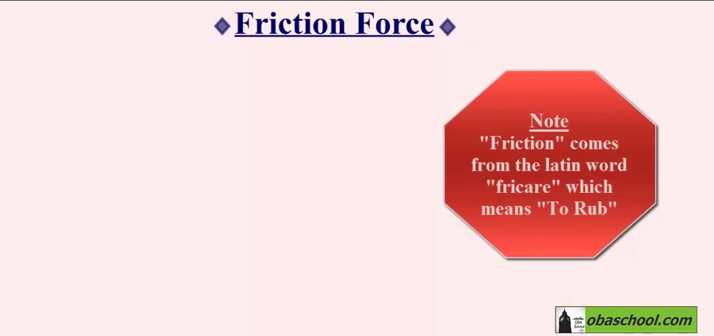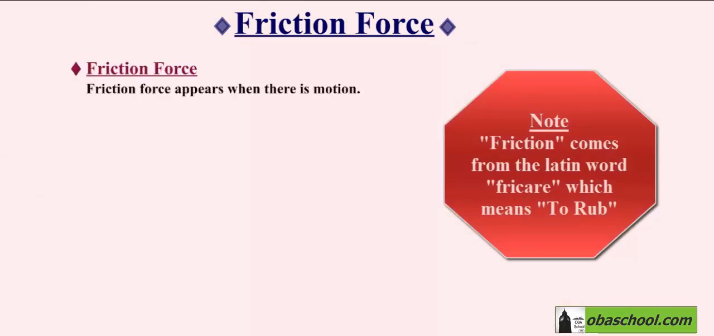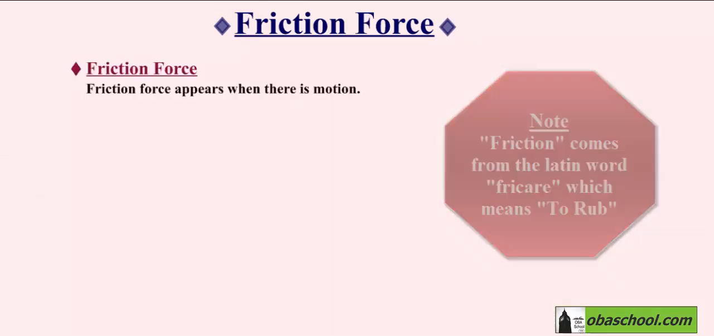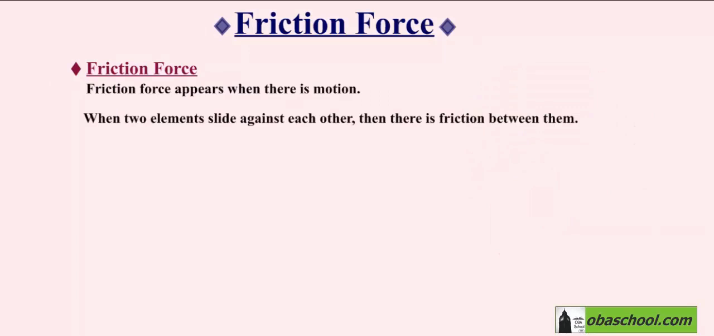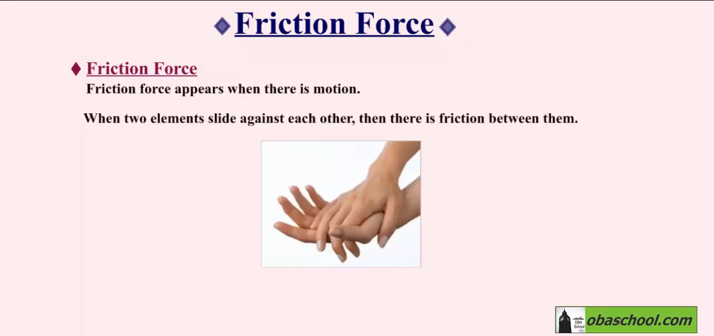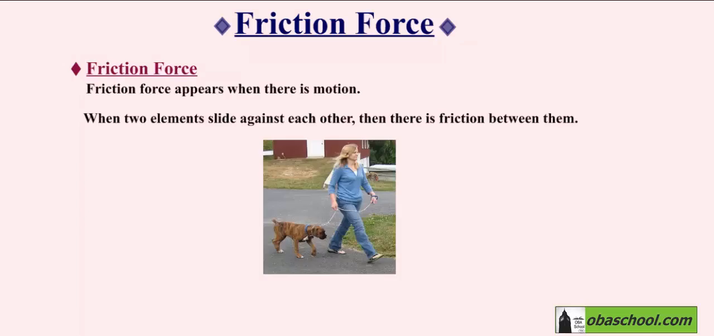Friction force. Friction comes from the Latin word fricare, which means to rub. Friction force appears when there is motion. When two elements slide against each other, then there is friction between them. Like when we rub our hands together, each hand is making a friction force on the other. Also, when we walk on the ground, there is friction between us and the ground.